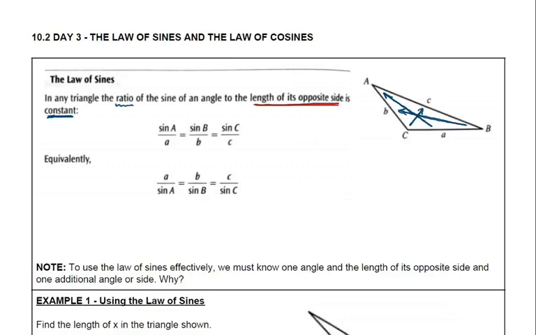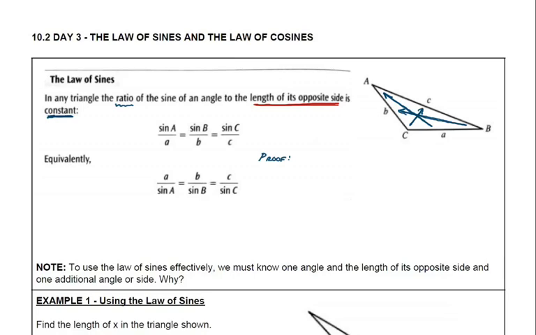And then another way I could rewrite it is A over sine of A, B over sine of B, or C over sine of C. So what we'll be using this for is a way to find other pieces of information about a triangle dependent on what we're given. So in terms of a proof, it's actually a fairly straightforward proof.